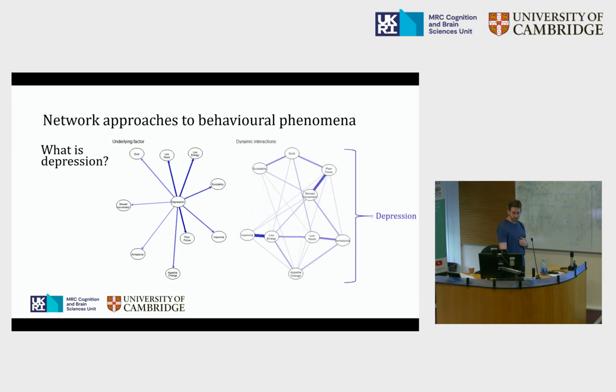But another approach would be to say all of these symptoms are not the outcome of this underlying factor named depression. Rather, they form some sort of structure, some sort of dynamic interaction between them. And when organized in a specific way, the outcome of that would be that a person has depression. Depression is just one example, but you can think of anything that you're interested in, and you might be able to conceptualize it through a network, which gives you a new way to think about the phenomena that you're interested in.